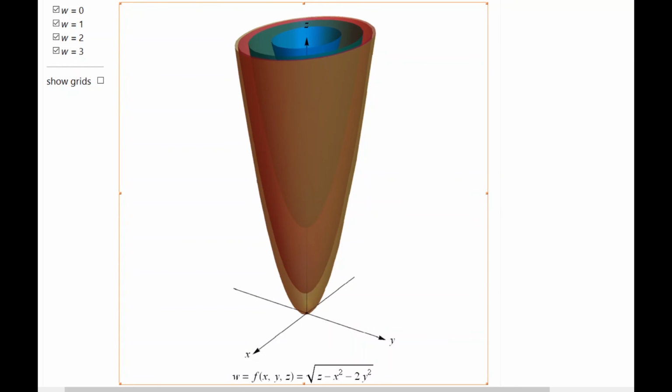And just a quick note, I call it a paraboloid, but some people call it a paraboloid. So whichever one makes you happier.